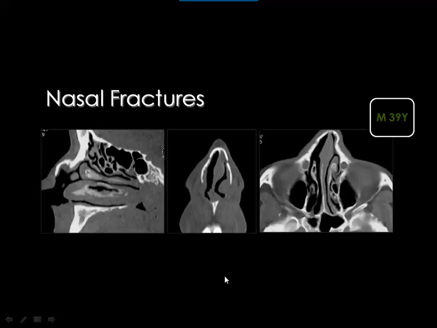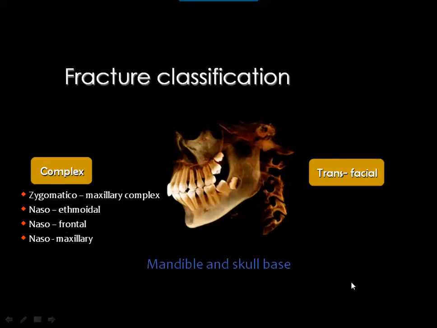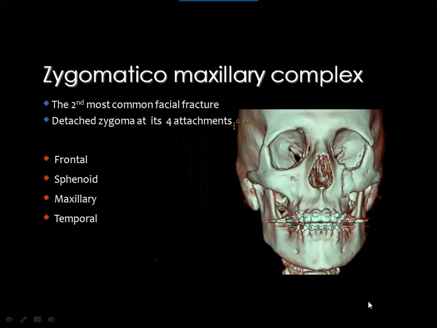This is a fracture of the nasal bones by coronal CT image and an axial image, and also the sagittal reconstructed image. Then this was just an example of the simple fractures. Actually, if any single bone is fractured, we call this a simple fracture. Then we come to the complex fractures, and I will discuss in detail this very important one, which is the zygomatico-maxillary complex fracture. And this fracture is the second most common facial fracture after the fractures of the nasal bones.